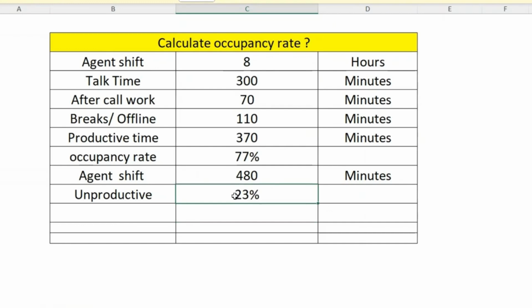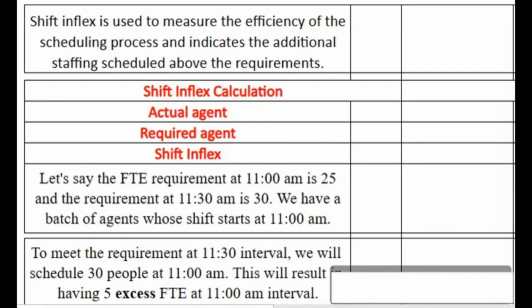So we need to aim for the agent to have very good schedule efficiency, adherence rate, and higher productive time. That will increase the revenue. Shift inflex is used to measure the efficiency of the scheduling process and indicates the additional staffing scheduled above the requirement. It tells how well the scheduling process avoids overlapping of the staffing during the intervals. This also tells the difference between the actual and the required agents.